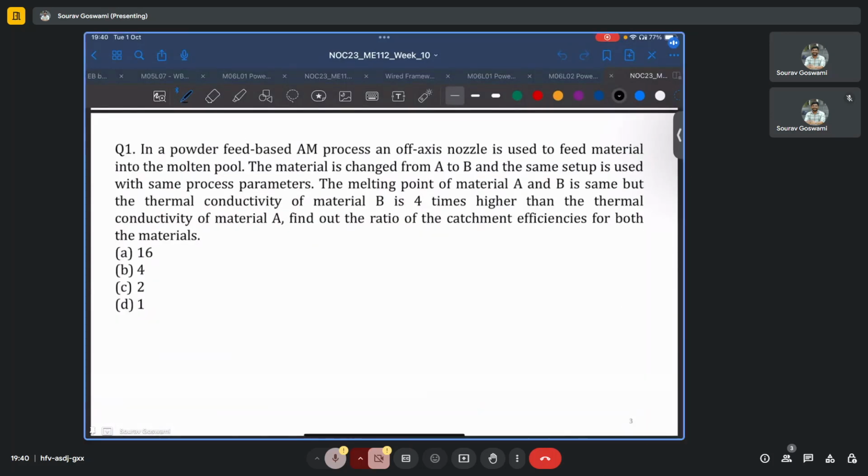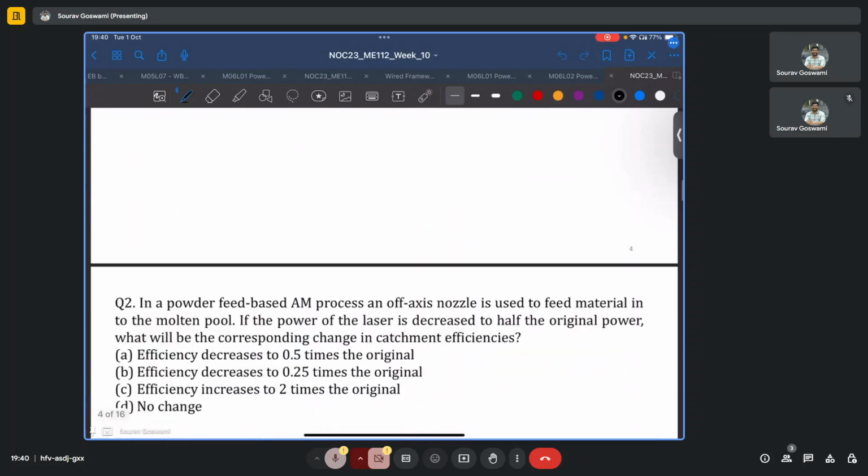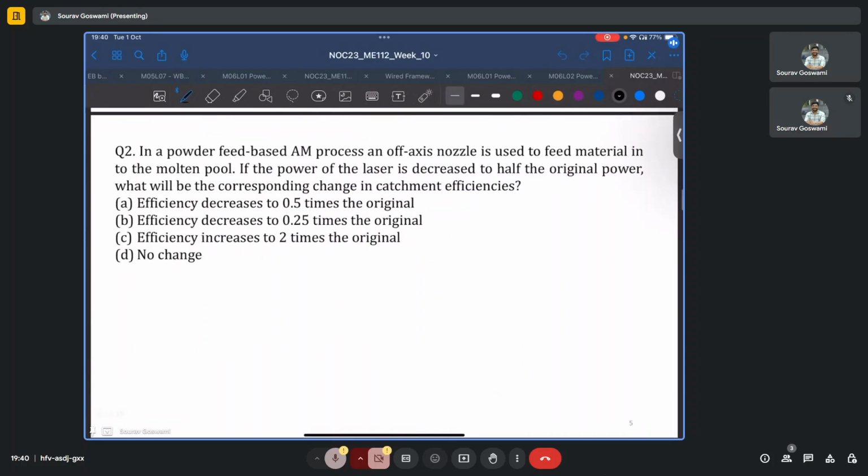Welcome back to the live session. Let us now look at a few exemplary problems which will help us clarify our concepts and solve the assignment questions for this week. So this first question is similar to what we already solved. Now for the second question.